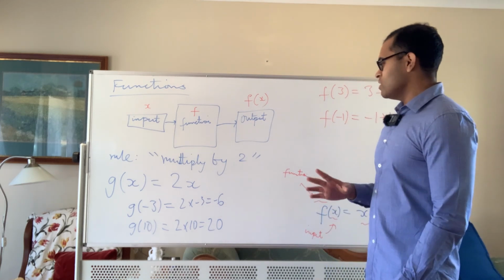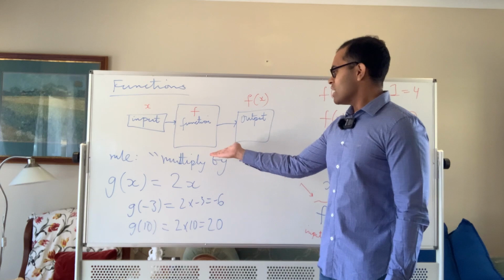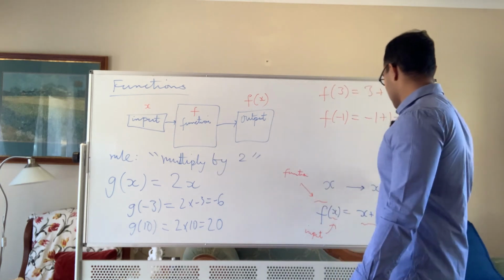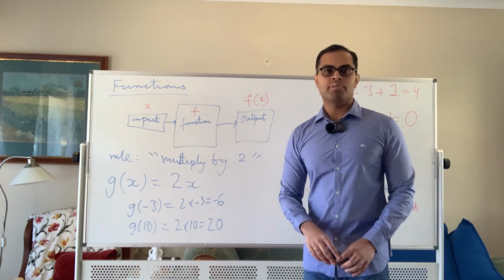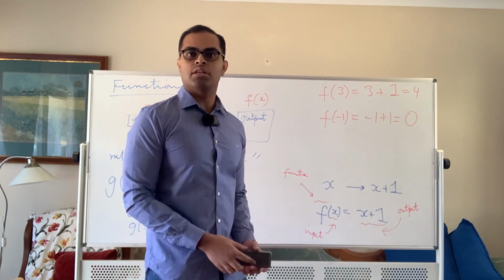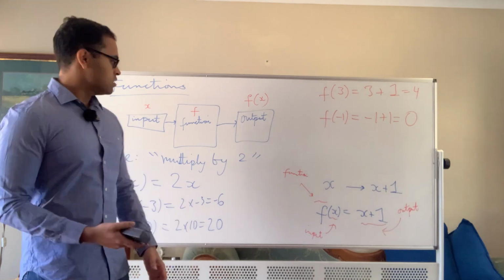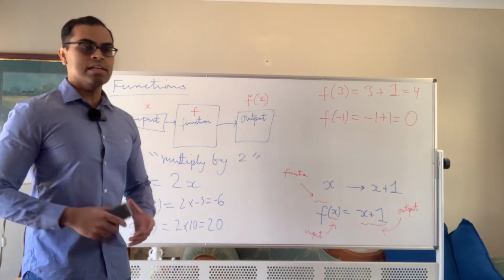So first of all, as of now, you may ask, why would I even write it out as 2x or x plus 1? Why don't I just keep it as multiply by 2? I mean, that's pretty simple, right? You don't have to use any notation. But we're going to start getting into examples where it becomes convenient to actually use this mathematical notation.